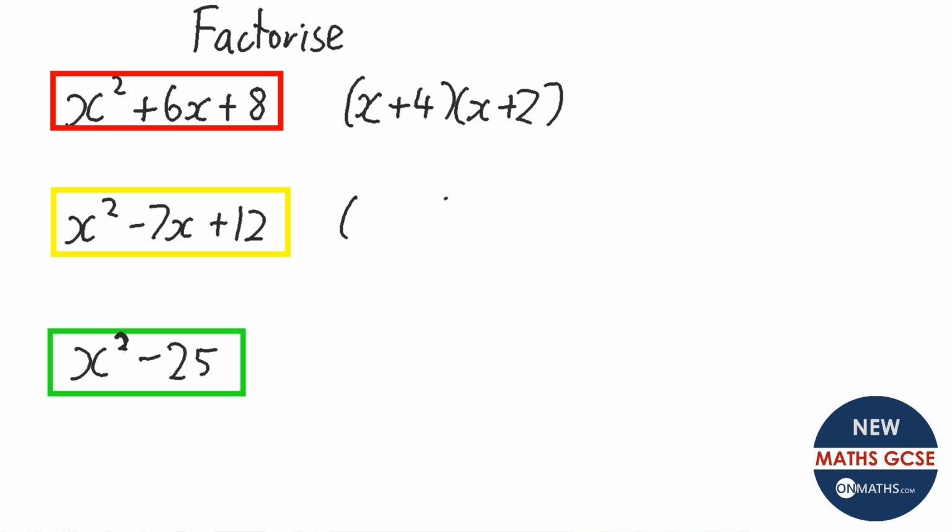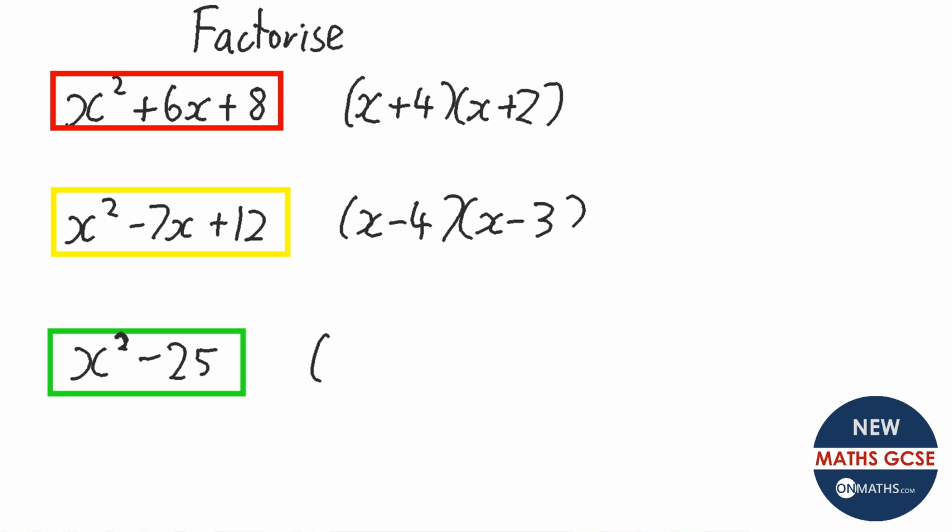Right, the next one, I'm going to put the double brackets down. We've got x on the start of both of them. Okay, so we've got two numbers that times together to make a positive, add together to make a negative. So they're both going to be negative. And then 4 and 3. So minus 4 take away 3 is minus 7, so that works perfectly. And minus 4 times minus 3 is positive 12.